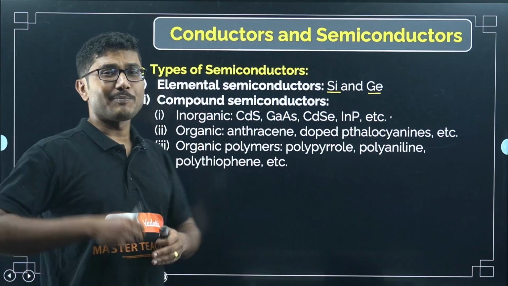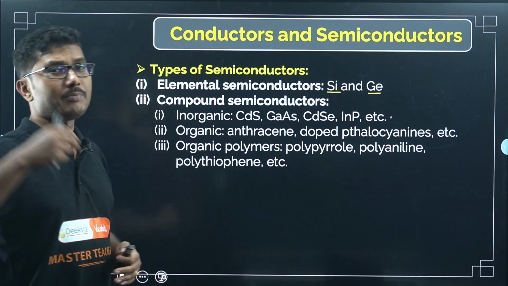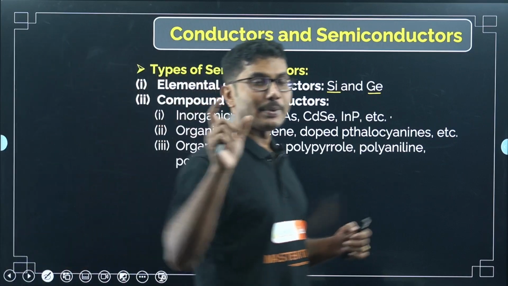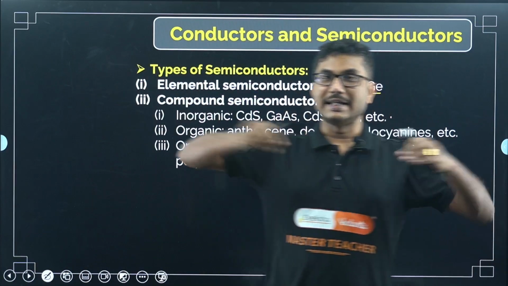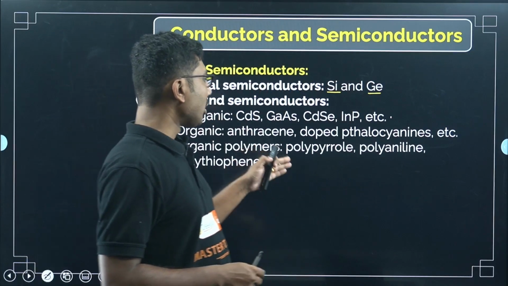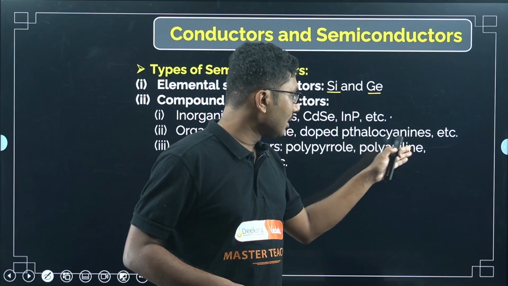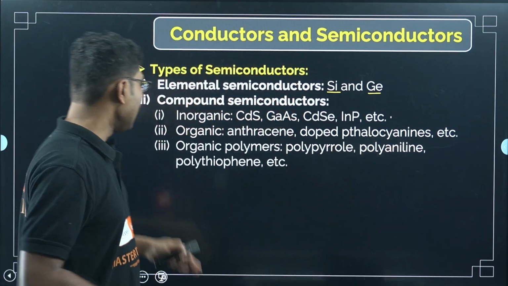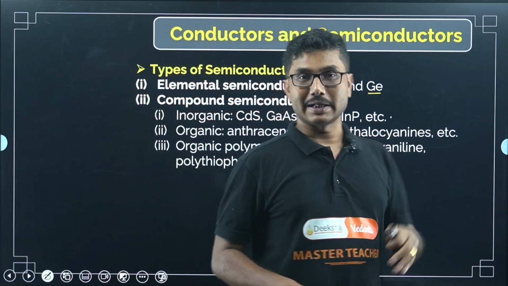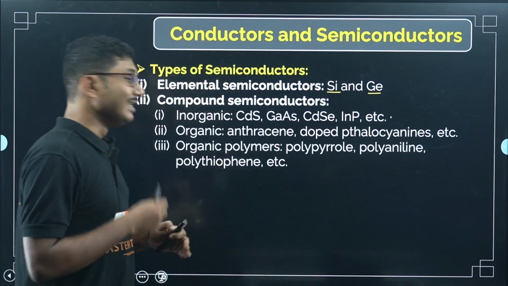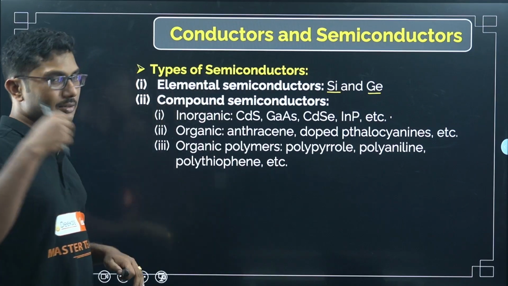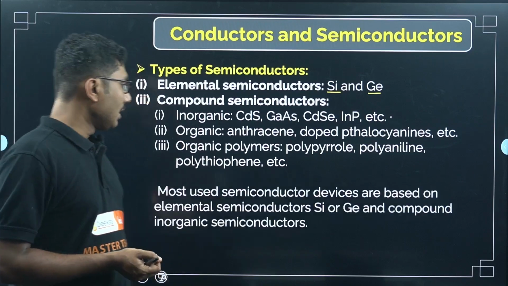But organic polymer semiconductors are also very popular. You know that a simple organic molecule, when the chain is very long, we call it a polymer. So organic polymers are also very common: polypyrrole, polyaniline, polytryptophan are also examples of organic semiconductors. Organic semiconductors are very interesting based on their different properties. I will discuss that in a later part, if possible.